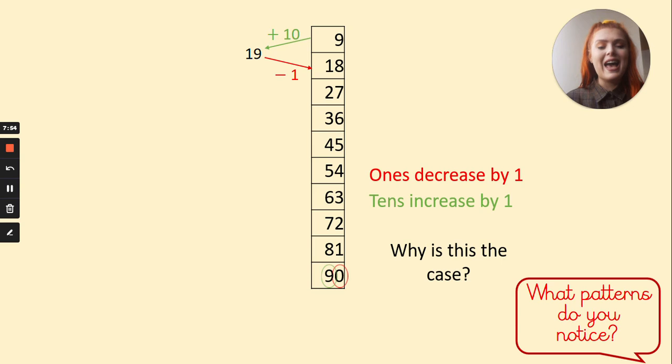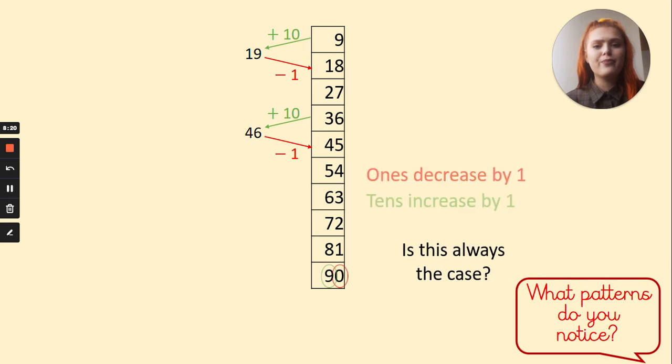So 9 add 10 is 19. But remember, we want to do the 9 times tables, so we have to take 1 away. 19 take away 1 is 18. And we can look at this for some other examples. 36. If we add 10, we get 46. And if we take 1 away, it gives us our next multiplication in the 9 times table, which is 45.